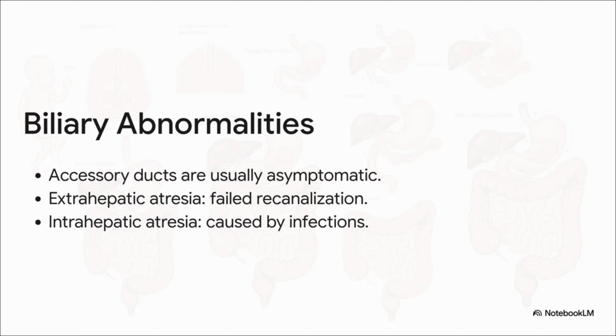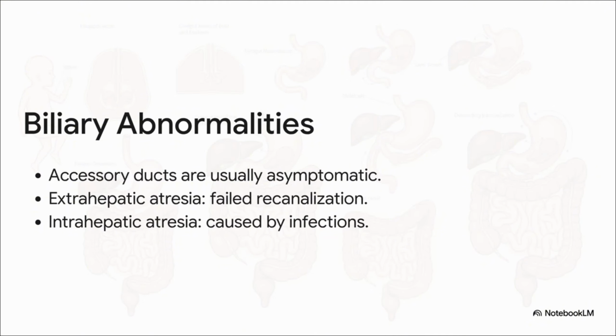Now, when things go awry in the biliary system, we see a whole spectrum of issues. You've got your common, totally harmless variations like alternative liver lobulation, accessory ducts, or even a duplicated gallbladder. Those are usually asymptomatic. But if the biliary ducts fail to hollow out and recanalize from their solid phase, we get extrahepatic biliary atresia. That happens in about 1 in 15,000 live births, and often requires a liver transplant if it can't be surgically bypassed.